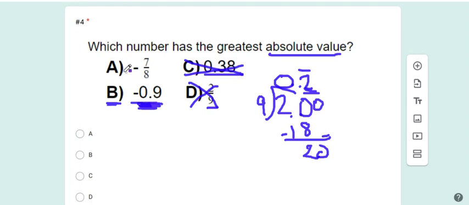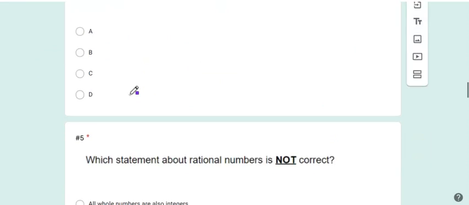So the last one I have to check here is A. Negative 7/8. What is the absolute value of negative 7/8? You should say 7/8, right? It's 7/8 unit away from 0. So what is 7/8 as a decimal? I need to figure out 7 divided by 8 and see, is this number further away from 0 than this one is? That's what I need to figure out in number 4.